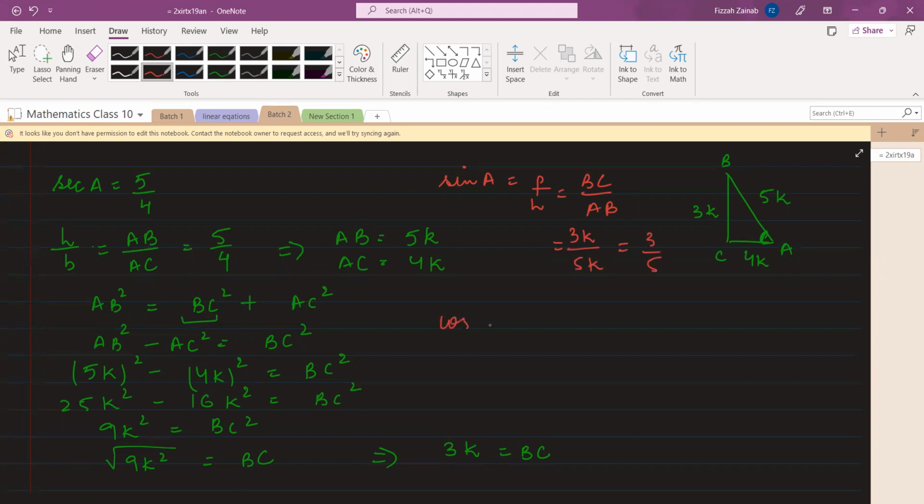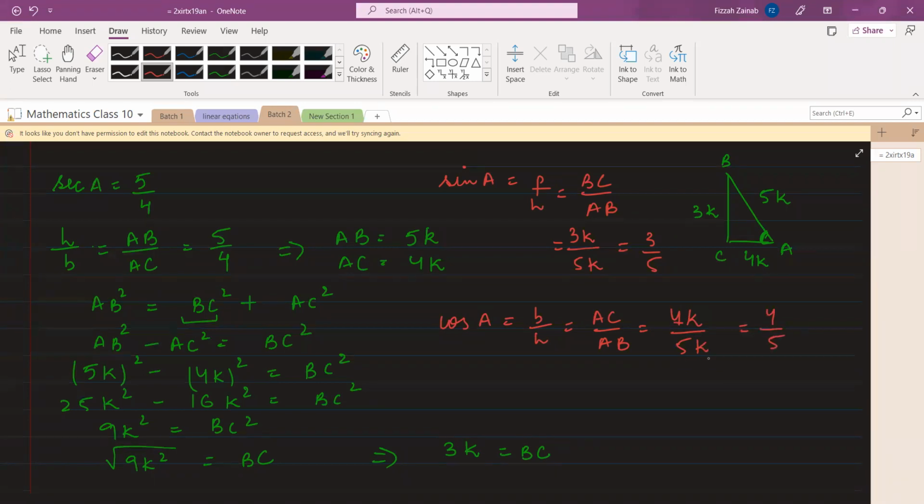Now cos of A you need. Yeah, cos of A is there in the question. That means base by hypotenuse. Now base will be AC upon AB. Base is 4k, this is 5k, and this is 4 by 5.